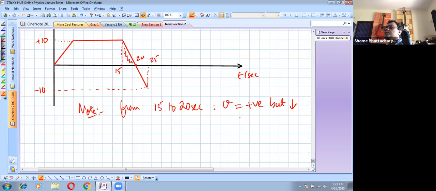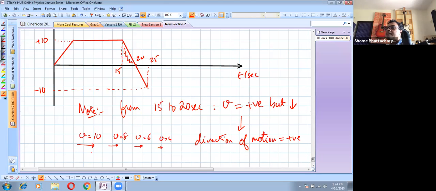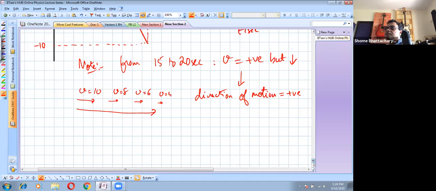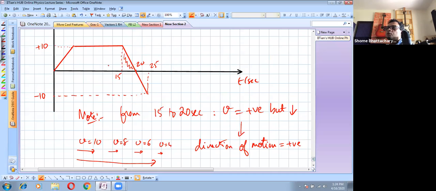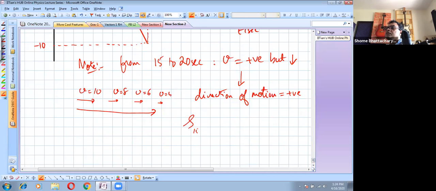So the fact that velocity is positive, that means what is the direction of motion? It is along the positive axis. So on your graph on the x-axis, the body is moving in this direction, but it has a velocity of whatever 10. The next moment it has a velocity of 8. The next moment 6. Next moment 4, like this. But its direction of motion is positive, you can see. So that's why the displacement will be positive only. And that's why you can see the area of the graph is also falling in which part? It's falling on the positive side. So the displacement from 15 to 20 will be positive of that area.